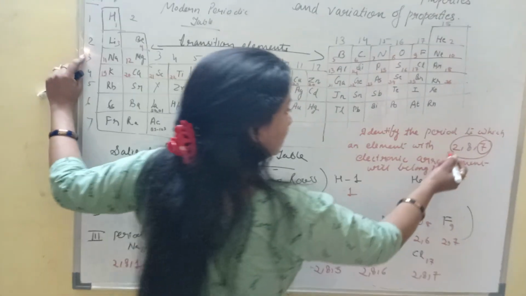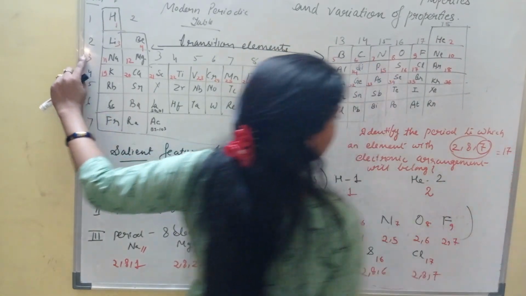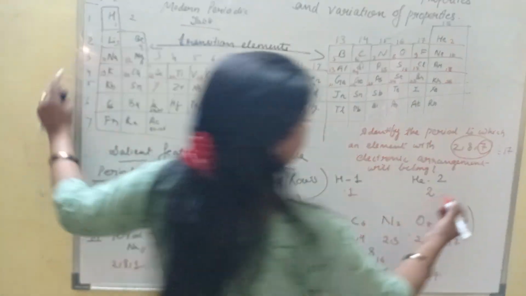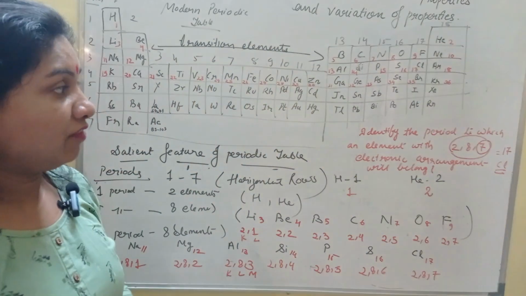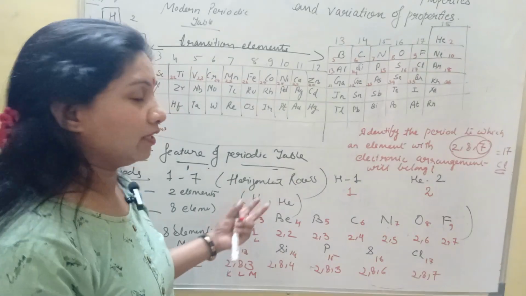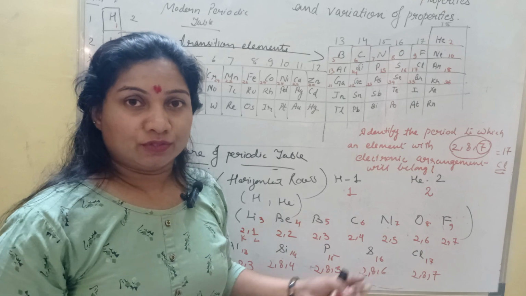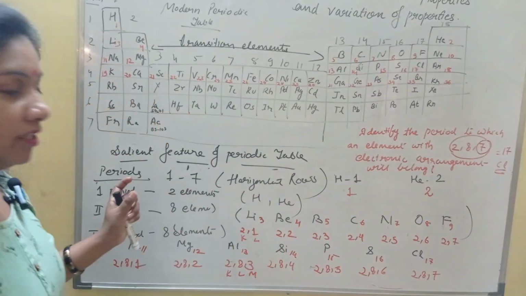Then you can count 10 and 17. Atomic number is 17. So which element has the atomic number 17? It is chlorine. So you should be familiar with symbol, atomic number, and electronic configuration to answer this type of questions. I hope this is clear.